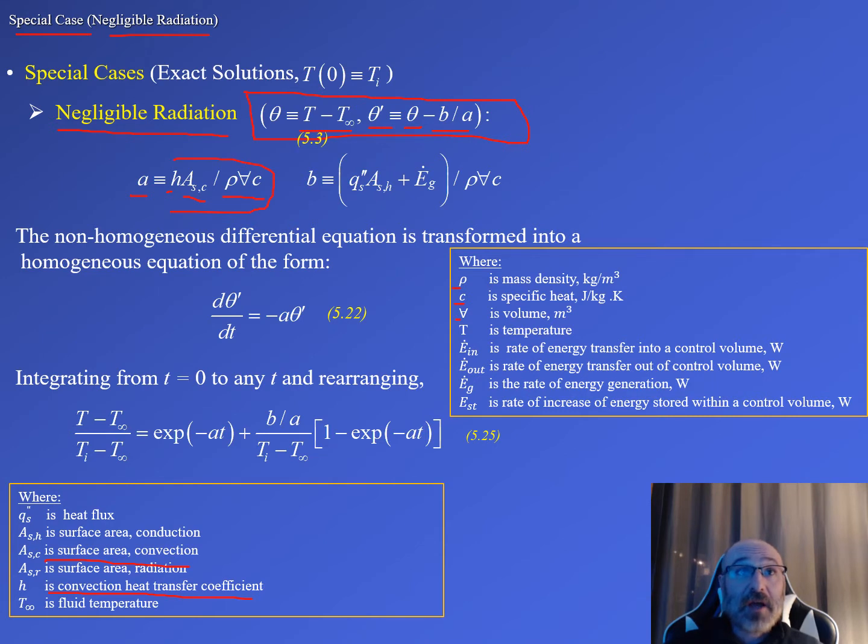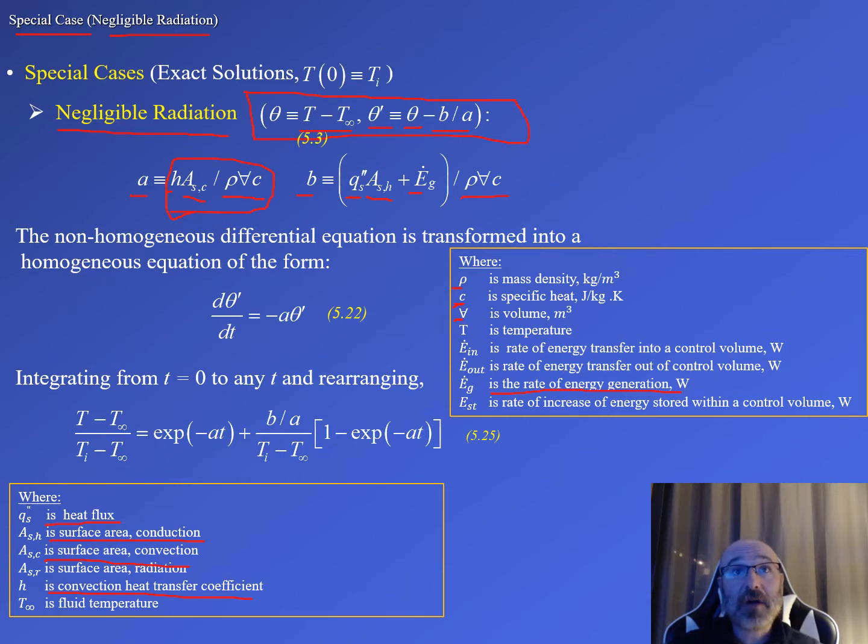And that is our equation for A. Now what is B? Well, B is equal to our heat flux, Q sub S double prime, times A sub S,H, which is the surface area for conduction, plus E dot G, the rate of energy generation, all divided by that same rho V C again, where it's mass density, specific heat, and our volume. And again, double check these. Do out your unit analysis for each one of these. See what the units reduce down to.